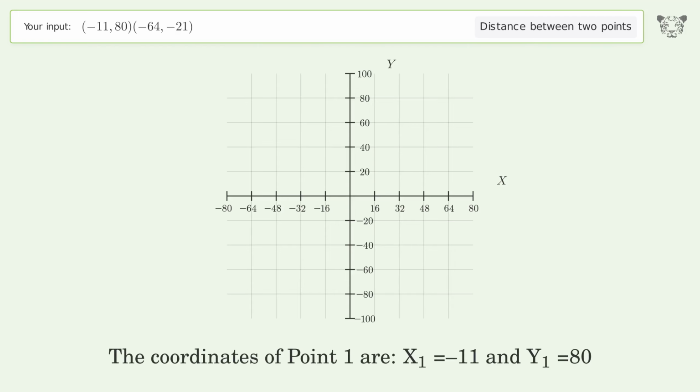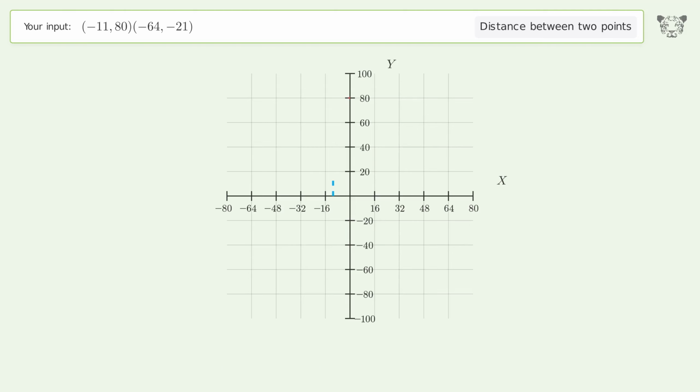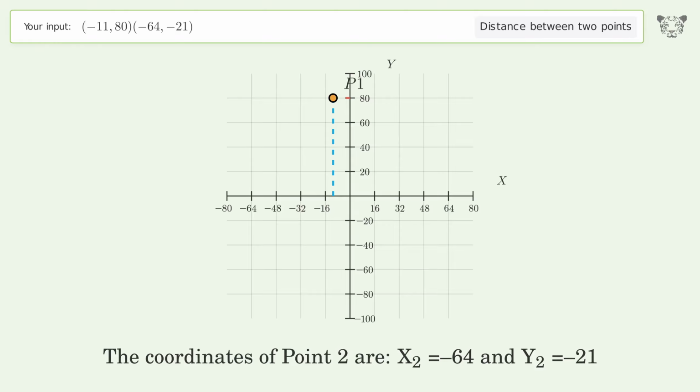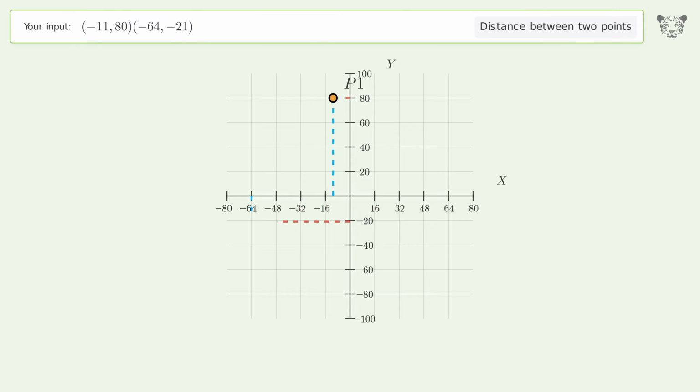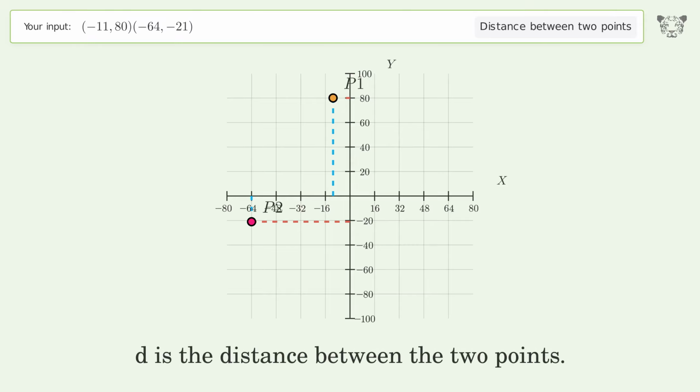The coordinates of point 1 are x1 equals -11 and y1 equals 80. The coordinates of point 2 are x2 equals -64 and y2 equals -21. D is the distance between the 2 points.